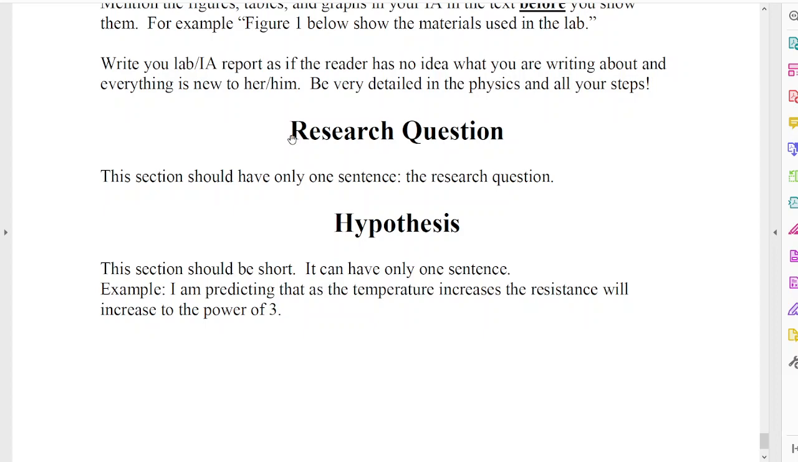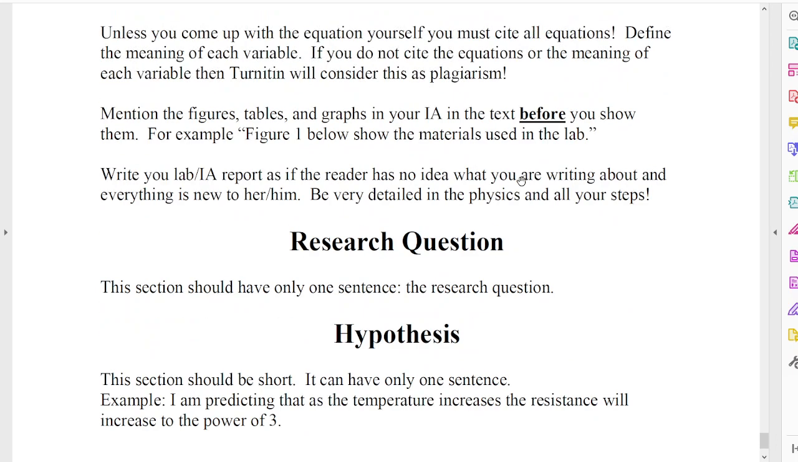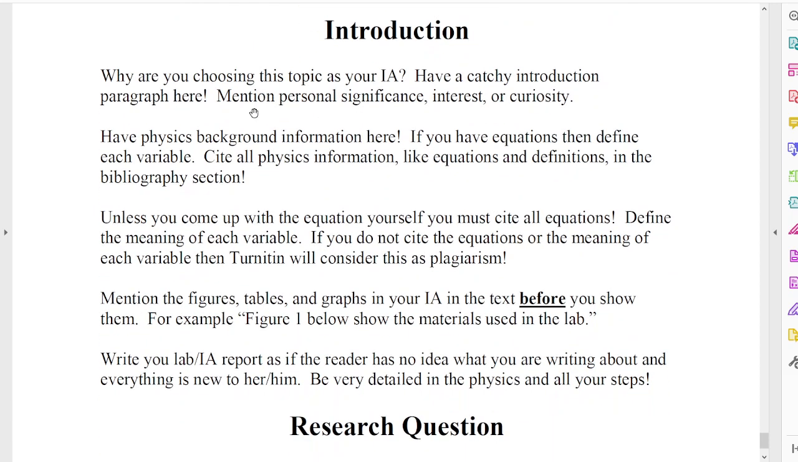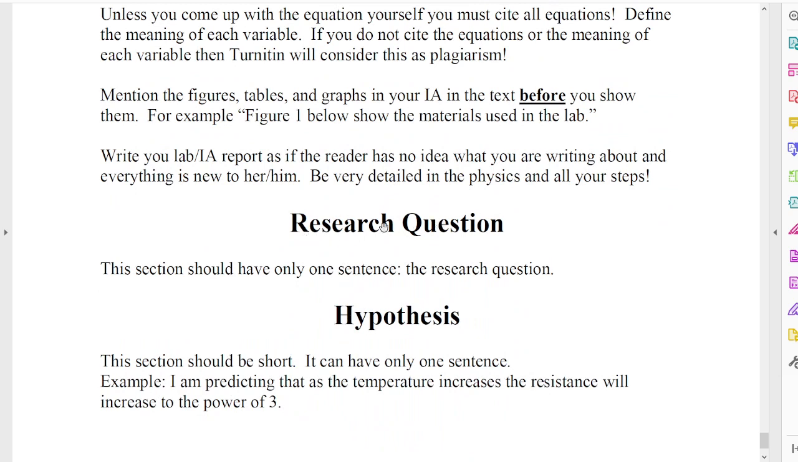Next heading should say research question. This section should have only one sentence, the research question. So all of these things in bold and centered are like titles of the section. So do not change this word introduction. Okay. Write stuff below the introduction. Do not change this title research question. Just write your one sentence here.